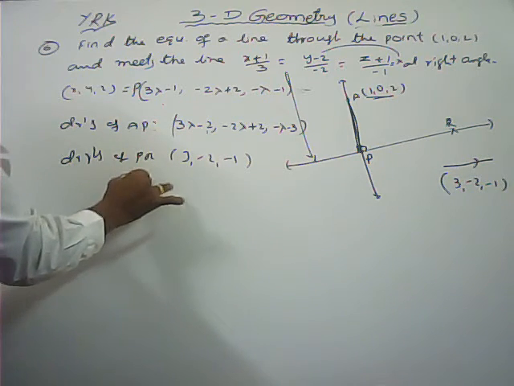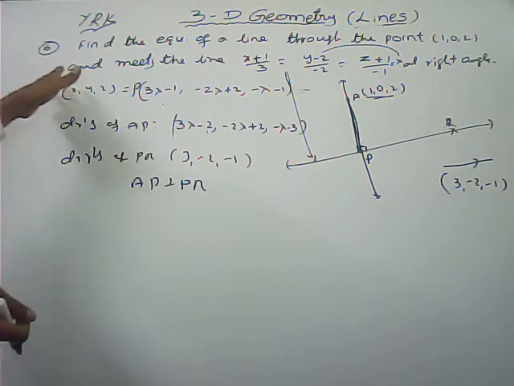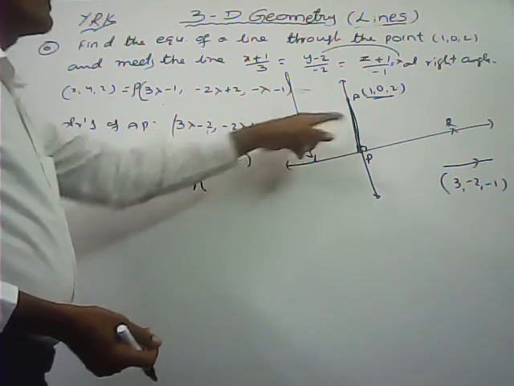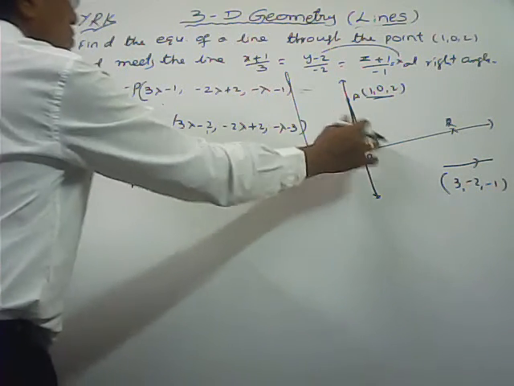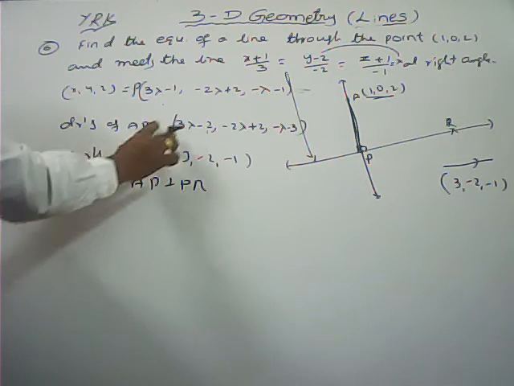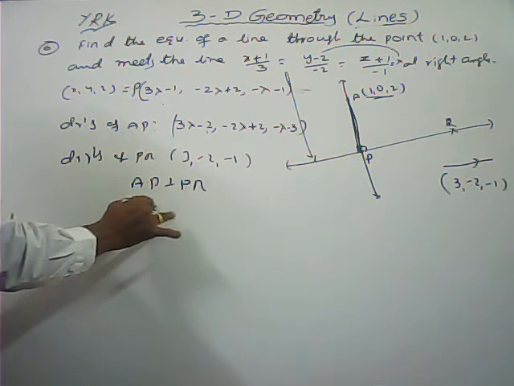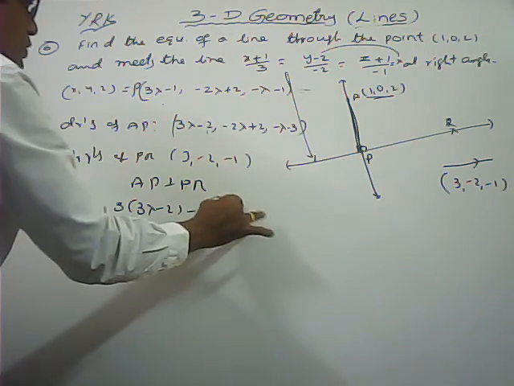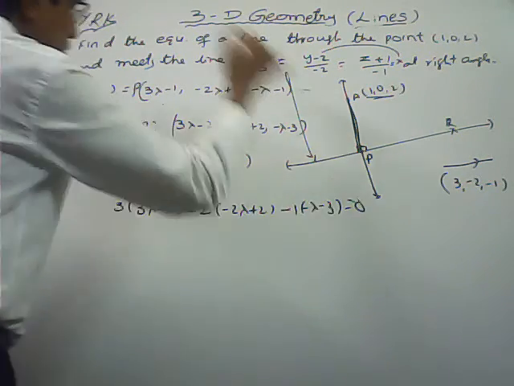Now here AP is perpendicular to PR. The line passing through the point P meets the given line at a right angle. These two are perpendicular, which means their dot product is equal to 0. We have already done this in dot product of vectors. Therefore, the dot product of these two DRs should be equal to 0. So 3 into (3 lambda minus 2), minus 2 into (minus 2 lambda plus 2), minus 1 into (minus lambda minus 3), that is equal to 0.